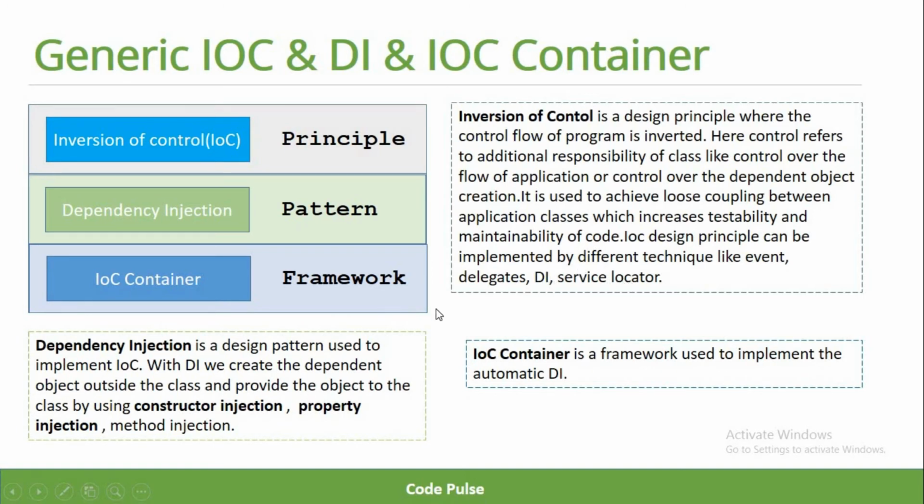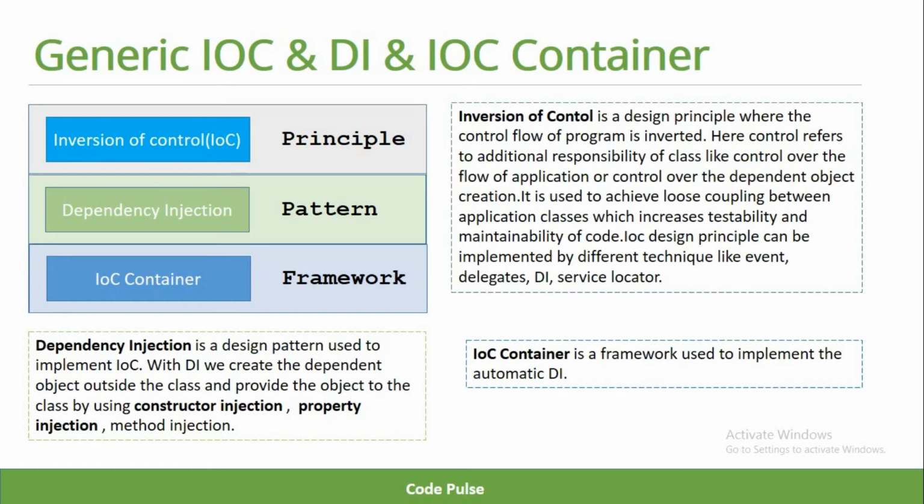Next we have dependency injection. As I told you, dependency injection is a design pattern which is used to implement the inversion of control. With dependency injection, we can create the dependent objects outside the class and provide the object to the class by using constructor injection, property injection or method injection. In Spring framework, only constructor injection and property injection is supported.